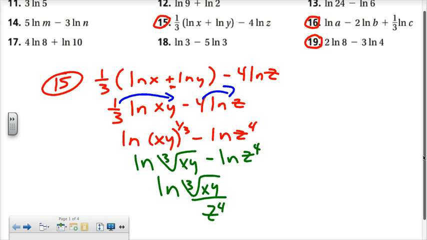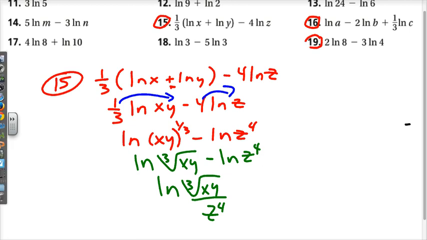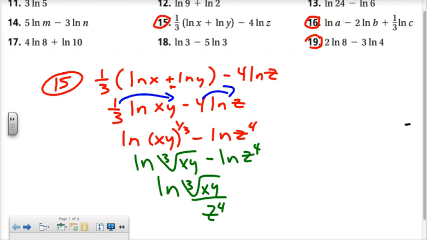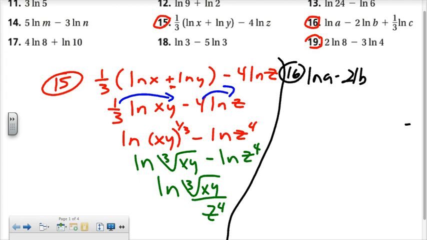And then I'm going to go after number 16 up here. Problem number 16. We have the natural log of a minus 2 natural log of b. Almost forgot my n there for a second. And then we have plus 1/3 natural log of c. We have several different powers going on here. All three of these have a different power.